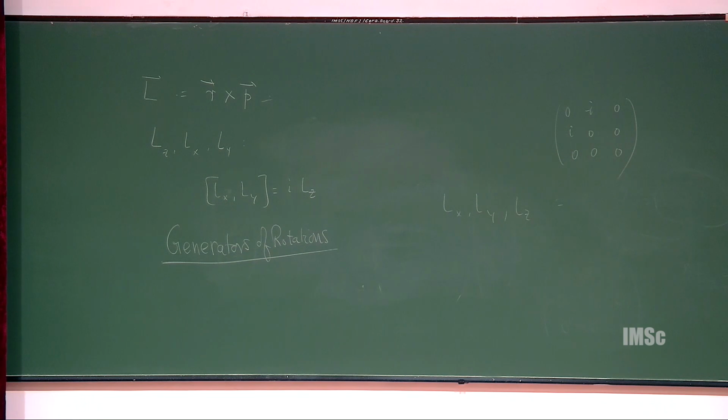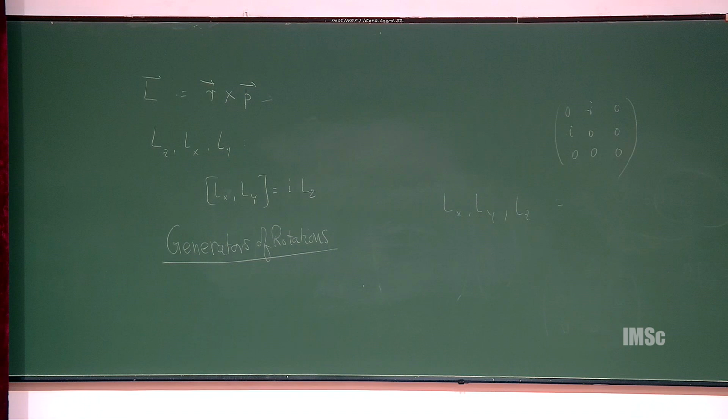You will find that Lx square plus Ly square plus Lz square is equal to what? Well, there is a small factor in front. You will find it to be equal to L into L plus 1, where L is 1 now. 1, 0, minus 1, I said. So it will turn out to be 1 into 1 plus 1, which is 2. The answer is 2. Okay? You will find it to be 2.